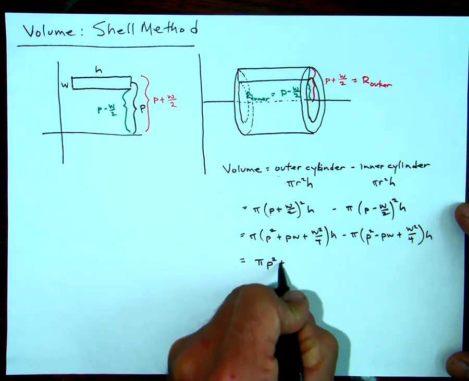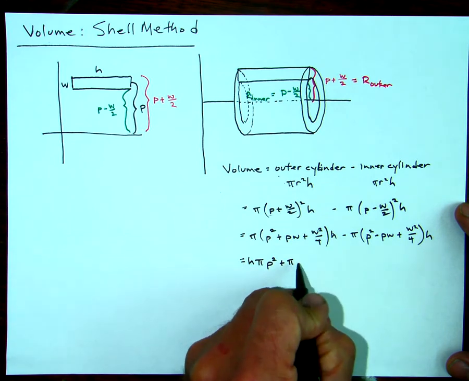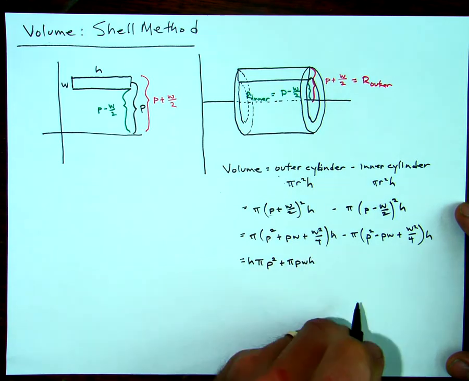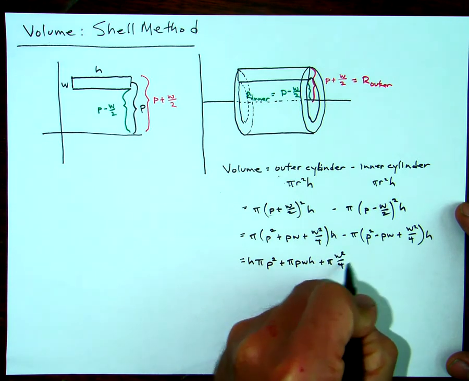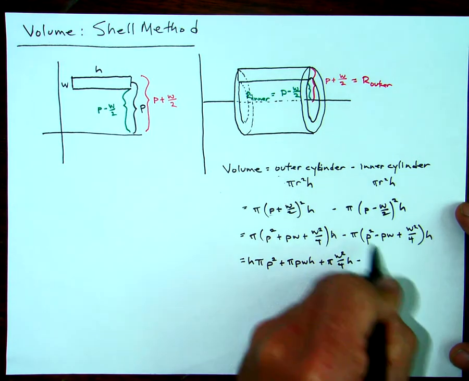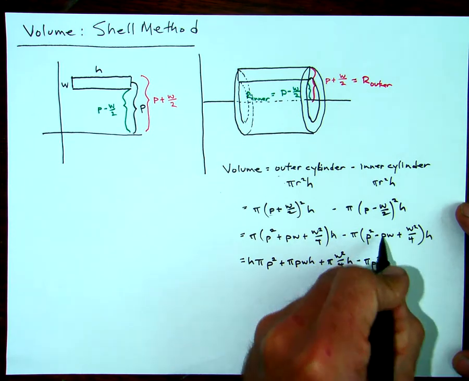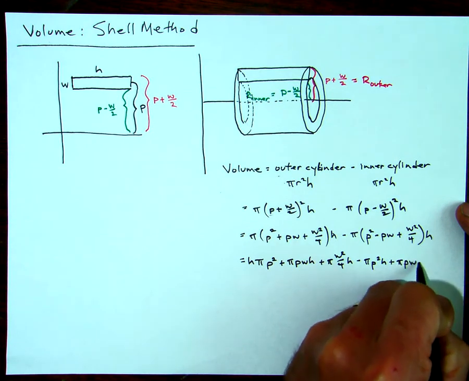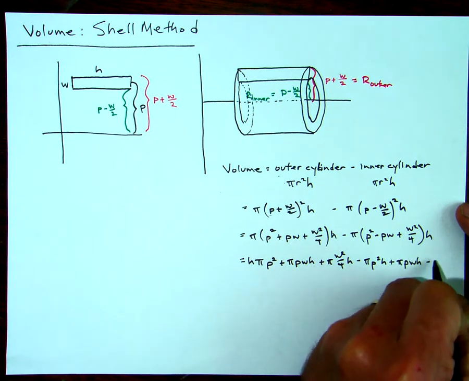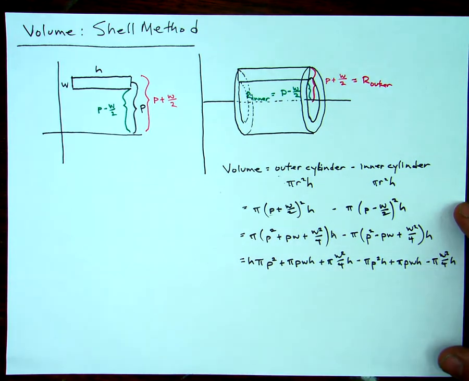pi P squared, well, put the H out here, and then pi P W H plus pi W squared over 4H, and then minus pi P squared H, and then this is going to be plus, distributing that negative, pi P W H, and then finally minus pi W squared over 4H. Alright, well, I guess I am going to go through all the gory details here of the algebra.